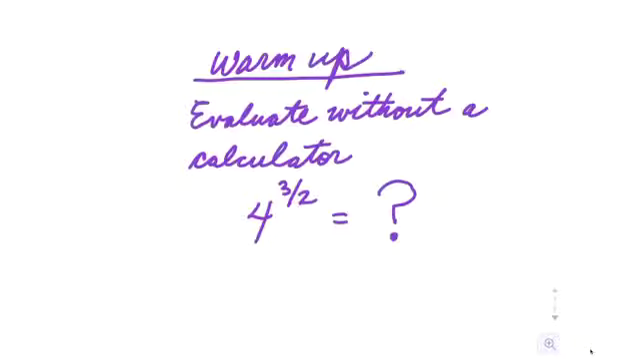So let's think about where this answer should live. Like if this were a multiple choice question and you didn't have a calculator, you might be able to eliminate some answer choices based upon some other information if you don't know the right answer. If 3 halves is 1.5, 1.5 is between 1 and 2. So what would 4 to the first power be? 4. What would 4 squared be? 16. Therefore, the actual answer should live somewhere between 4 and 16, right?